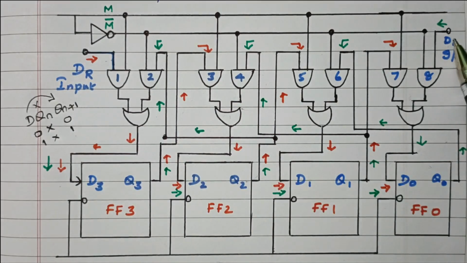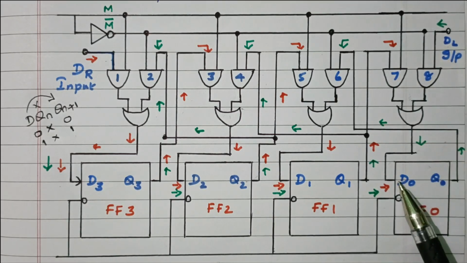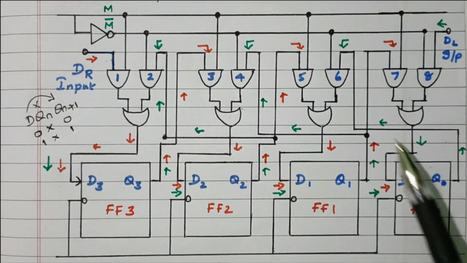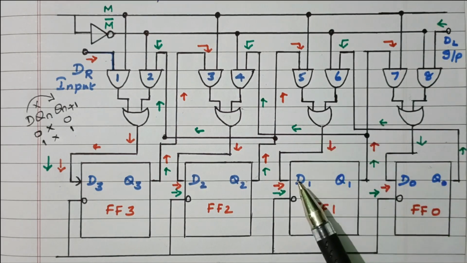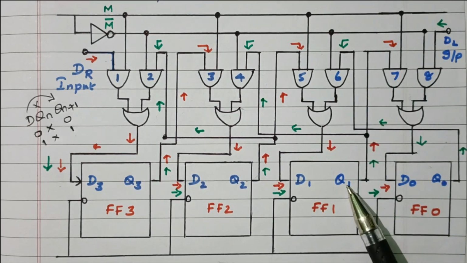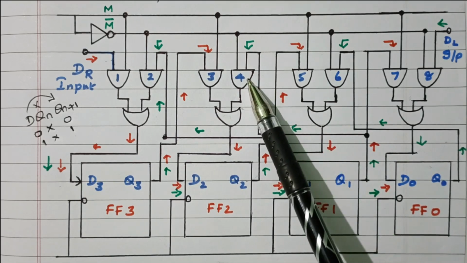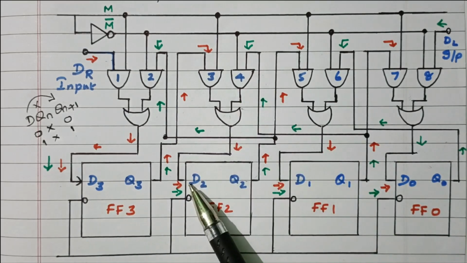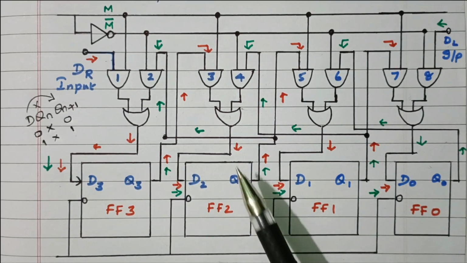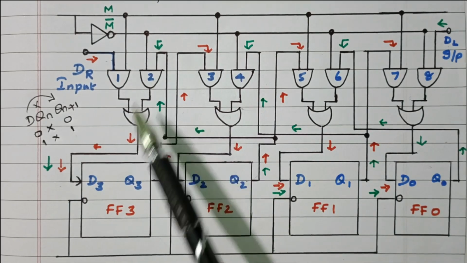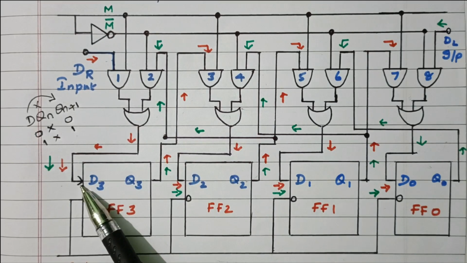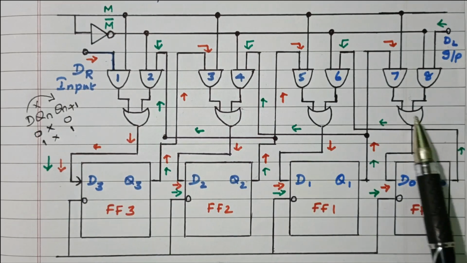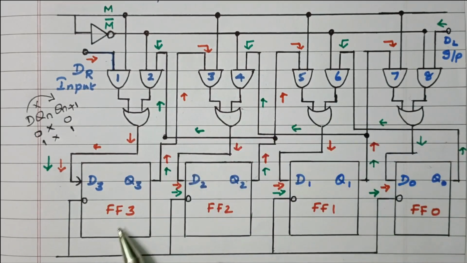So from this side the input goes to AND gate 8, then flip flop 4. Output of flip flop 4 goes to AND gate 6, then it goes to the third flip flop. Output of the third flip flop goes to AND gate 4. From that it goes to the second flip flop. Output of the second flip flop goes to AND gate 2. From that it goes to the input of the first flip flop. Now the data is shifted left side, right?